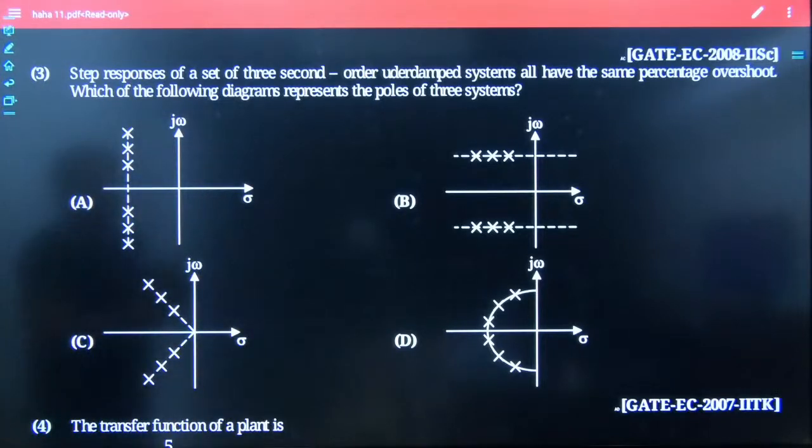Probably the question must be clearly visible to all of us. Otherwise, let me dictate each and every word given along with this problem. The problem states, step responses of a set of 3 second order underdamped systems all have the same percentage overshoot. Which one of the following diagrams represents the poles of the 3 systems?